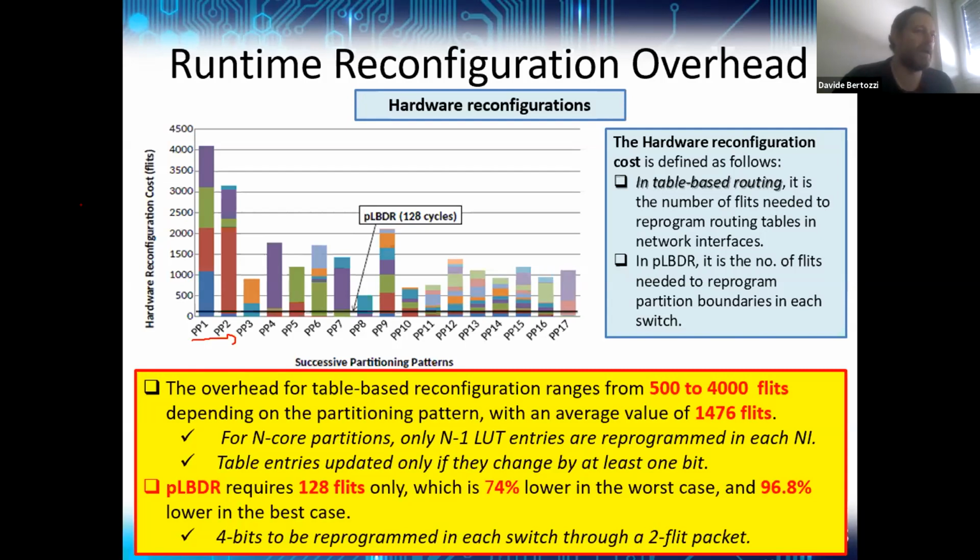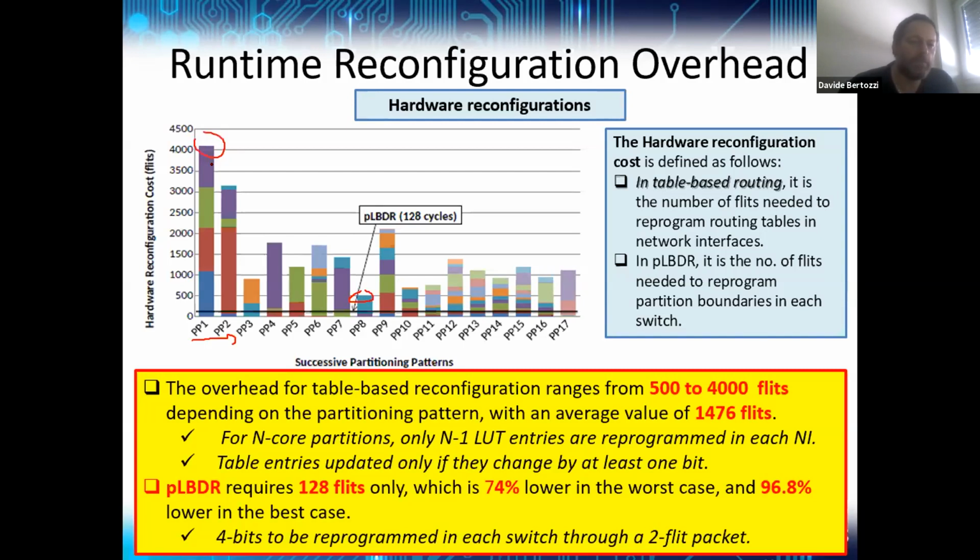Consider that we are trying to minimize the reconfiguration overhead. In fact, we only reprogram the entries that lead to other cores in the same partition. So not all the entries of the network, that doesn't make sense, but only the entries that lead to other cores in the partition. And if by chance the entry doesn't change with respect to the old partitioning pattern, we don't touch the entry. Nonetheless, you can see that the overhead to reconfigure from one partitioning pattern to the next one is from 500 flits in the best case to more than 4,000 flits in the worst case.